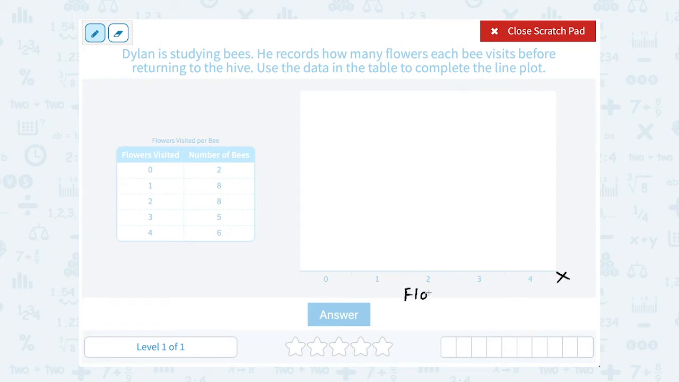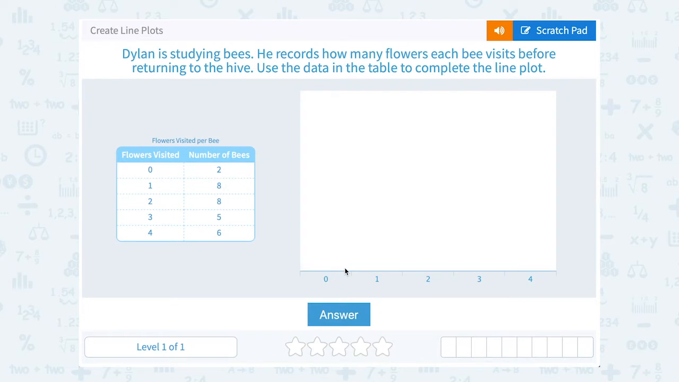So what I'm gonna do is try to draw an X to represent each bee so I can show how many bees visited each number of flowers, right? And if I hover over one of these numbers, notice it gives me these little X's. Each X would represent 1 bee. So for 0 flowers, there were 2 bees that didn't visit any flowers. So at 0 flowers, I'm gonna draw 2 X's to represent those 2 bees.